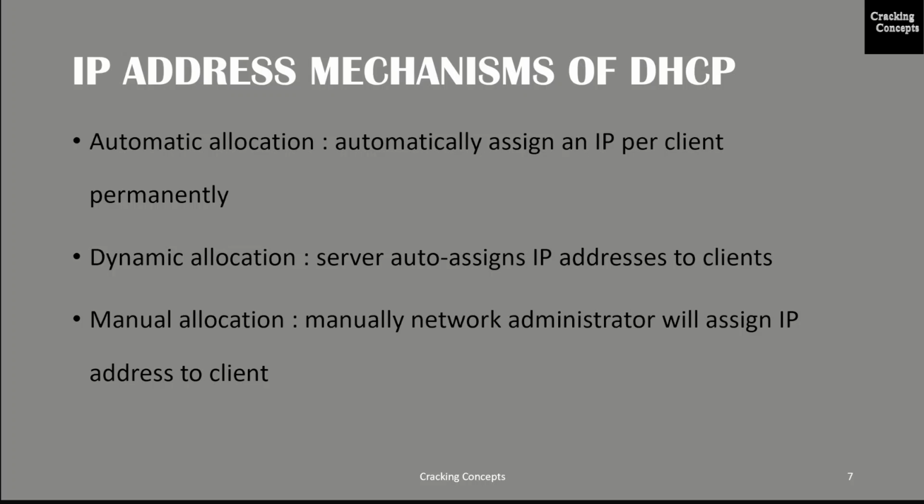Next is dynamic allocation. This is the most common configuration available. The server auto-assigns IP addresses to clients, but there is a time period. After the time expires, the client needs to ask for a new IP address again. This will prevent running out of IPs. Third option is manual allocation, in which the network admin manually gives IP addresses to the client.